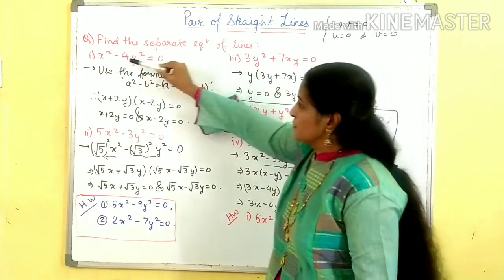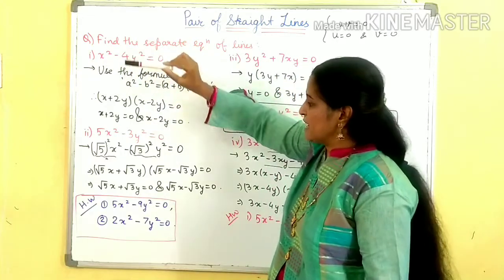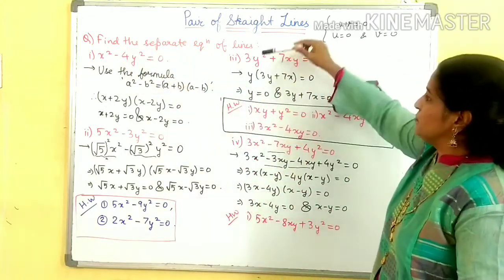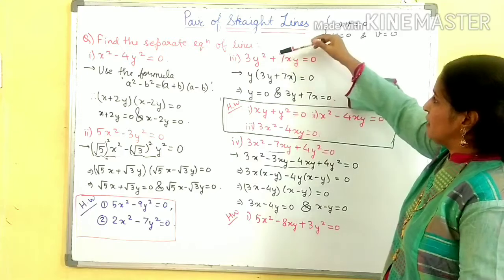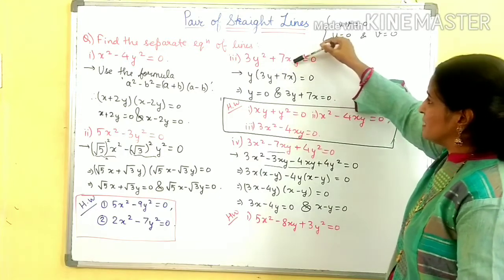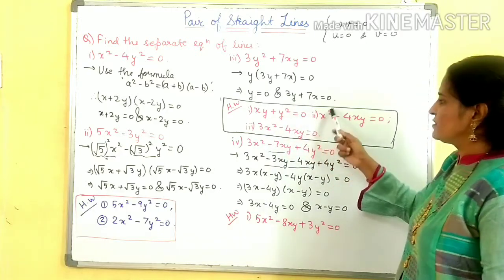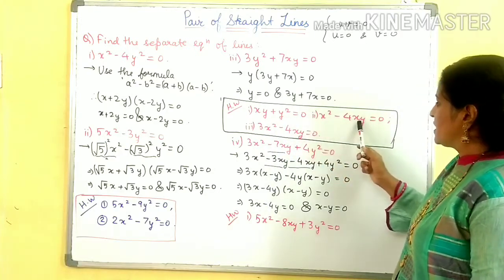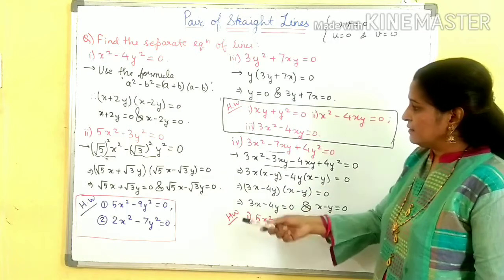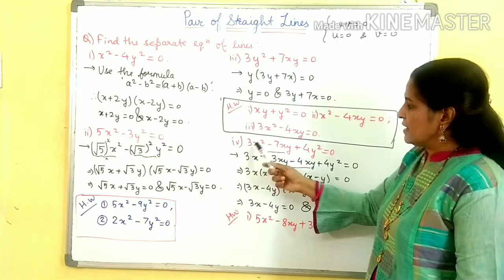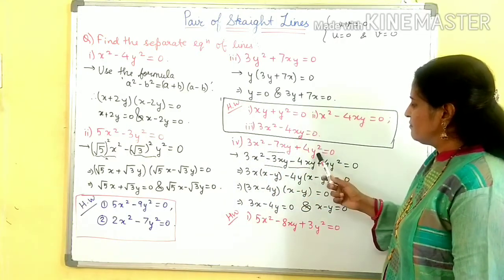In this topic we covered two terms, x square and y square type examples. Then two terms with y square or x square with xy. And third is x square, xy and y square.